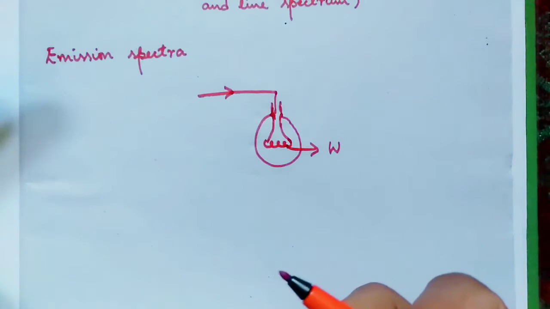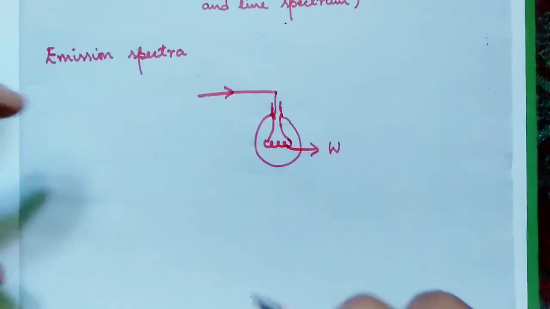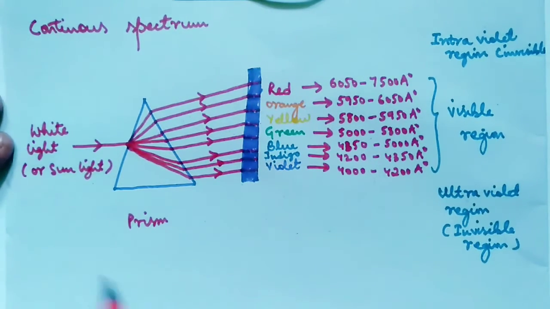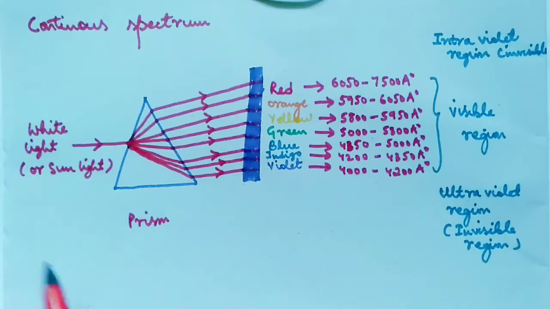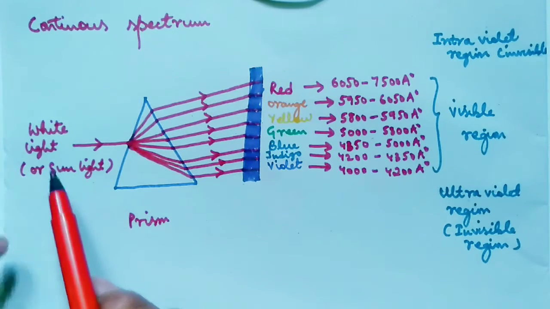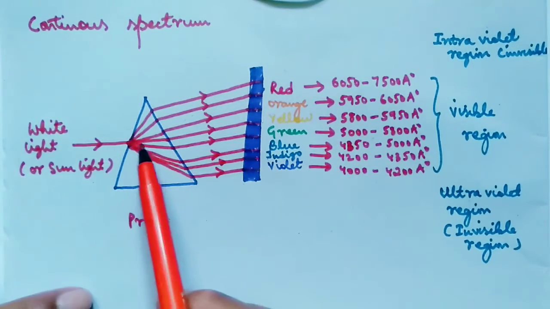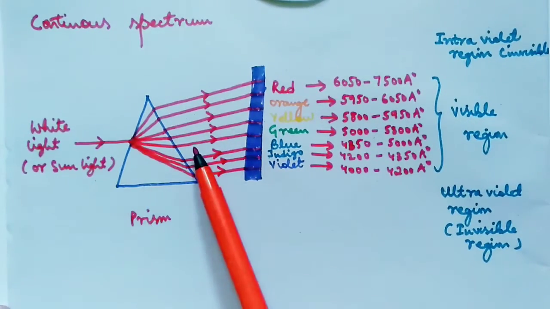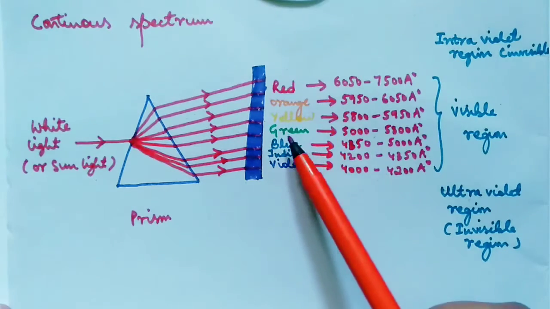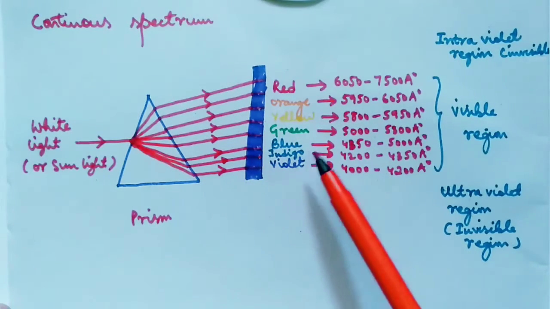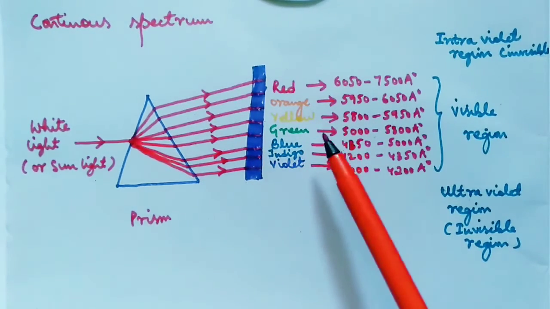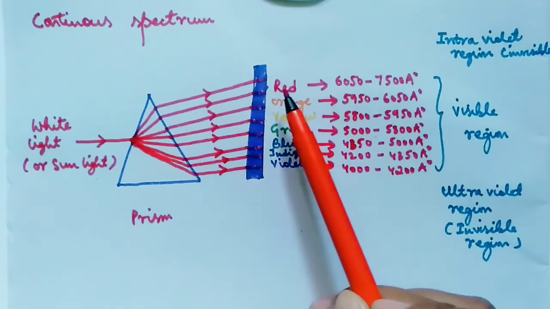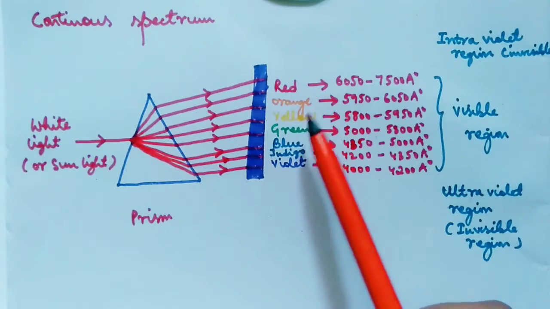So now let's come to the continuous spectra or continuous spectrum. Here we have a prism and we allow white light or sunlight to pass through the prism. Then refraction occurs and we have dispersion of white light. So we have here different colors: red, orange, yellow, green, blue, indigo and violet. Now from here we see that violet has the shortest wavelength, whereas the red color has the longest wavelength.